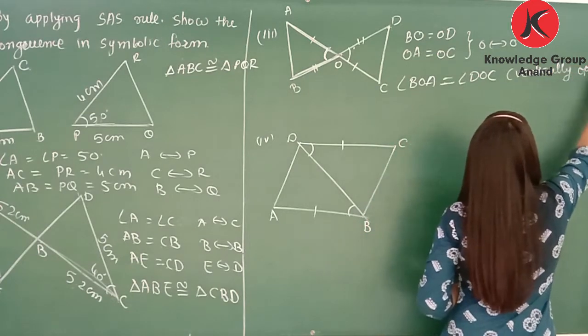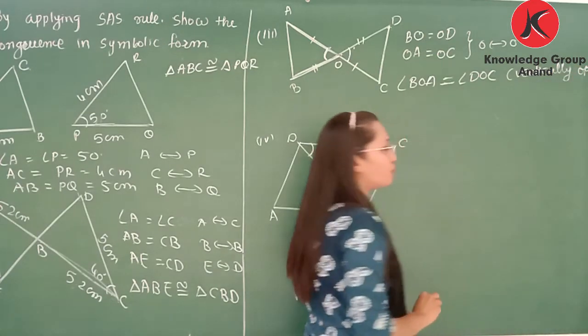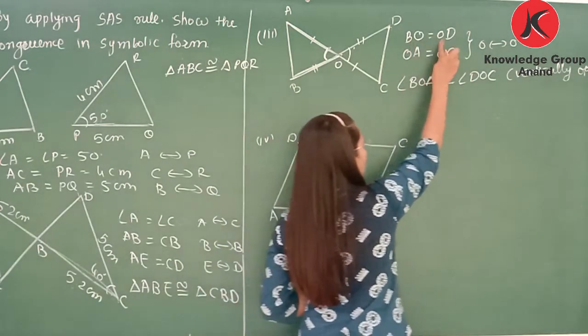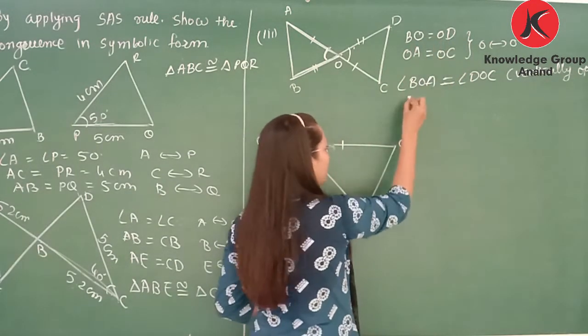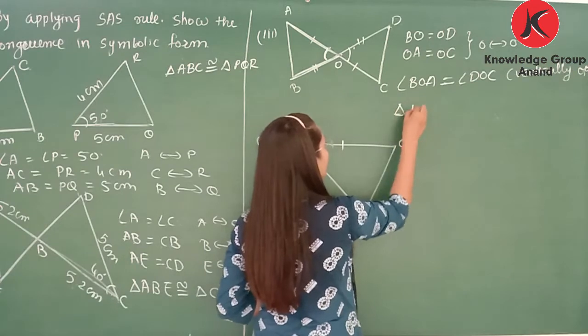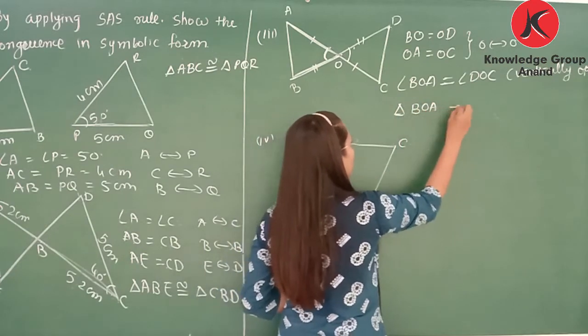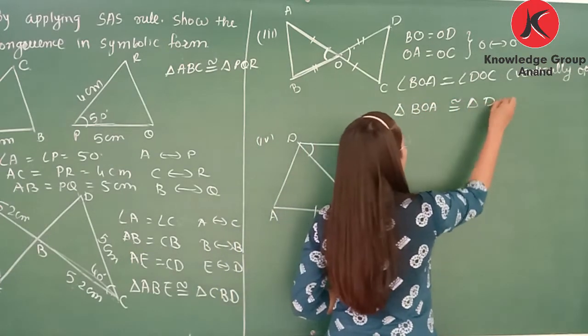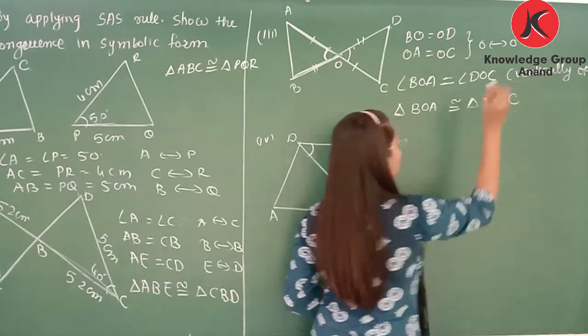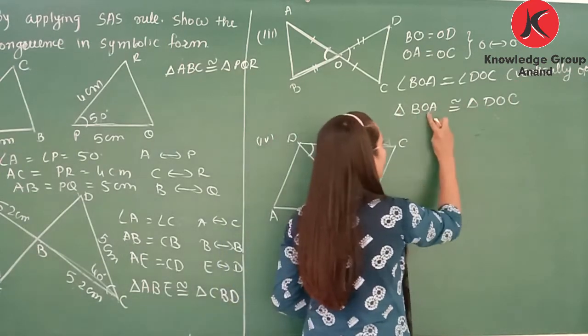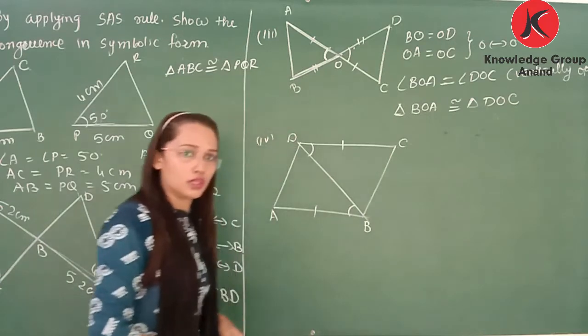Vertically opposite angles. So if angle O is equal to angle O, then B corresponds to D. So we can write triangle BOA is congruent to triangle DOC, because B corresponds to D and A corresponds to C.